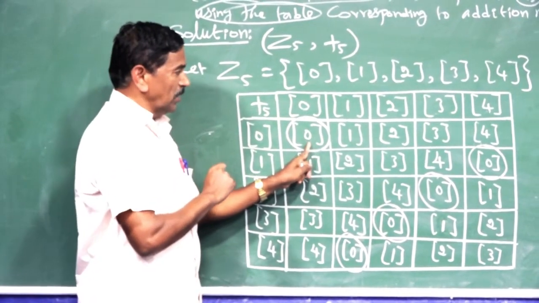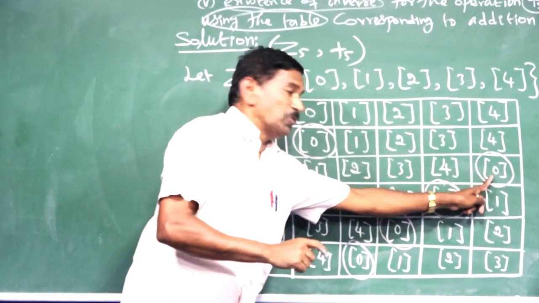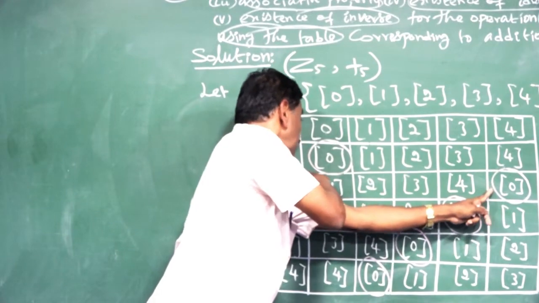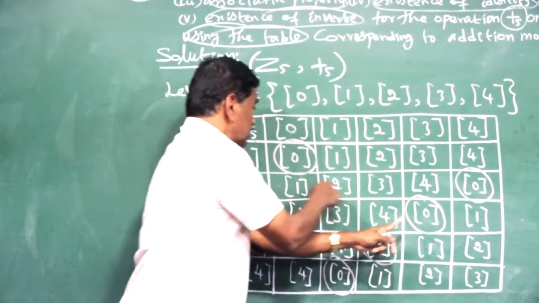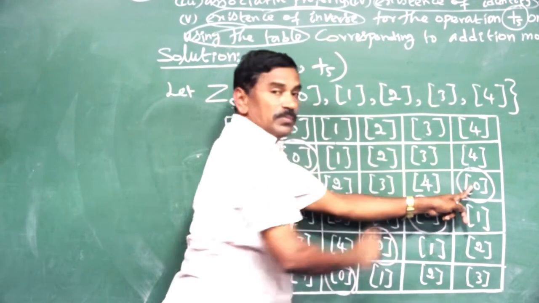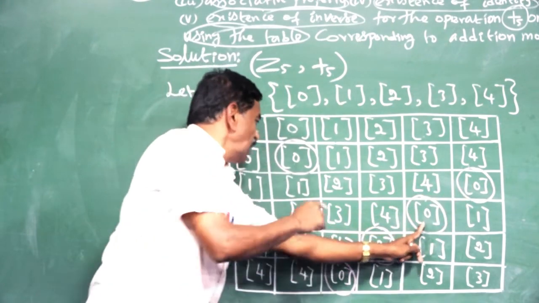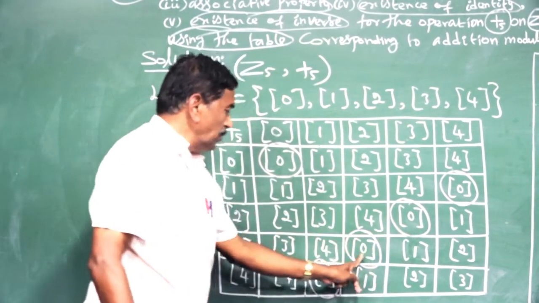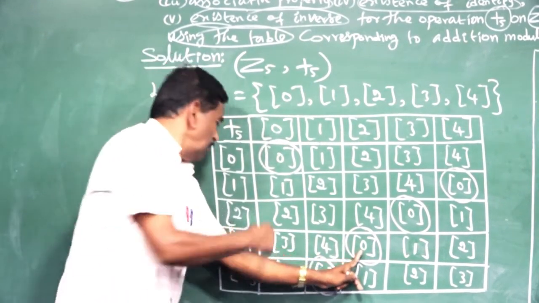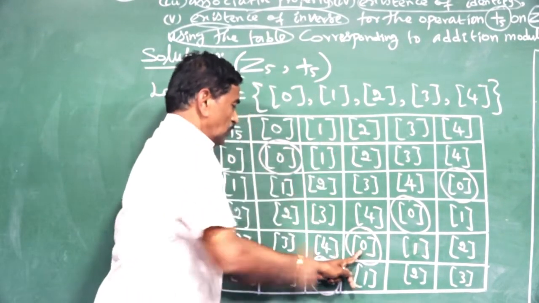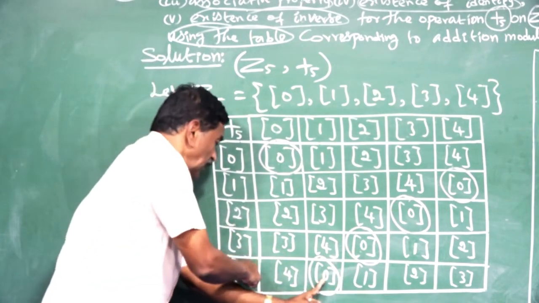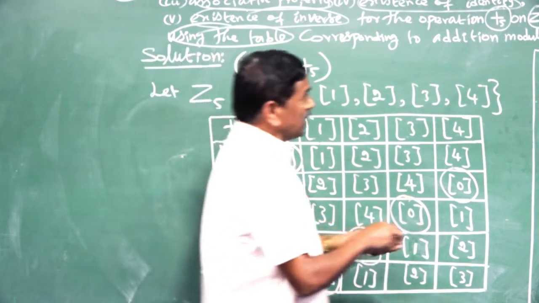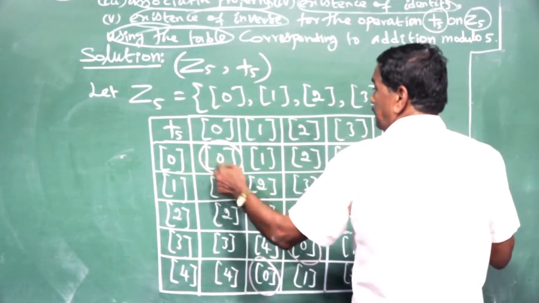That's all. Come to this place. Now start your answer yourself. Keep the finger here. Inverse of 1 is 4. Next, here. Inverse of 2 is 3. Similarly, inverse of 3 is 2. Come to here. Inverse of 4 is 1. That's all, answer over. So the answers are: inverse of 0 is 0.